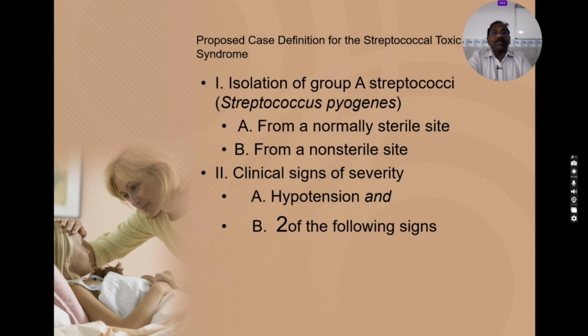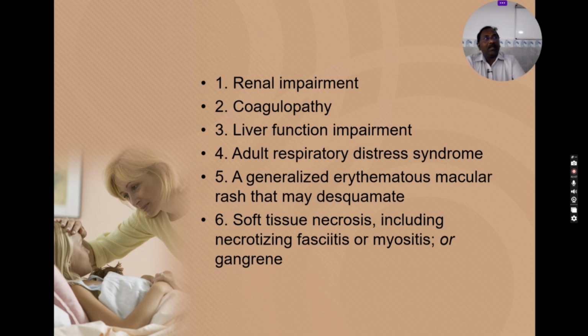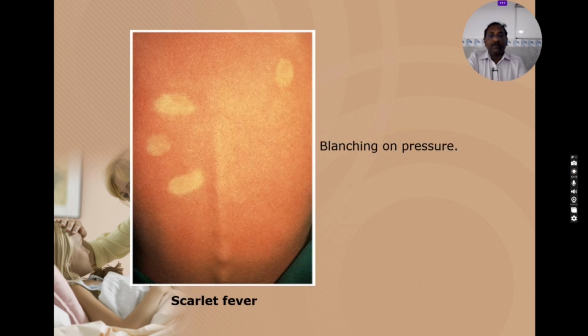So the proposed case definition for the streptococcal toxic shock syndrome: isolation of group A streptococci. So this is the virulent organism, from a normally sterile site or from a non-sterile site, mostly from the skin and subcutaneous tissues or from the lungs. Clinical signs of severity, so you will have hypotension, fever, multi-organ symptoms, etc. So they are very common: renal impairment, coagulopathies, abnormal liver functions, ARDS, etc. See, the scarlet fever rash is blanching under pressure. So, an erythematous rash.